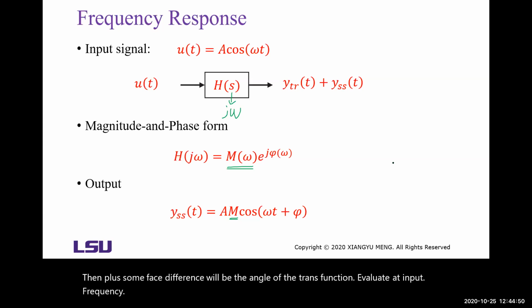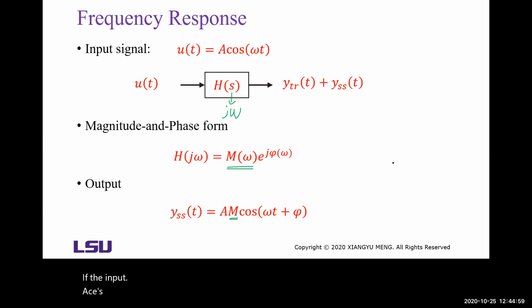Now you see, if we have a stable system and the input is a sinusoidal input, the output will also be a sinusoidal output. The amplitude is scaled by the transfer function at a particular frequency of the input signal. And the phase is changed by the phase of the transfer function determined by the frequency of the input signal.